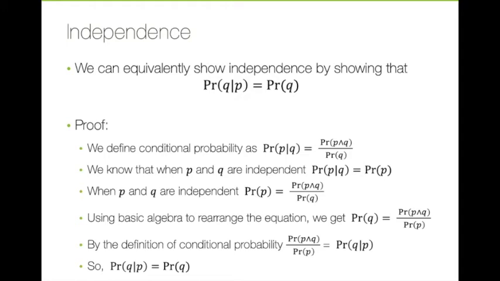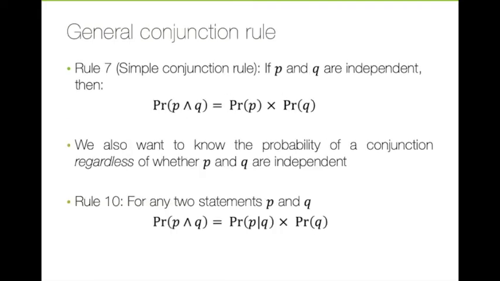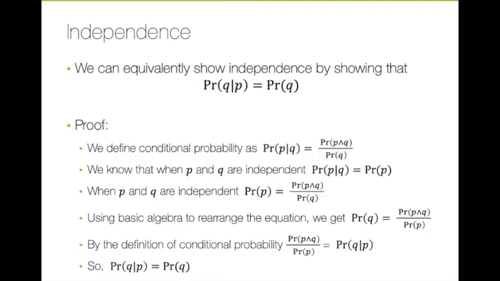So that tells us the probability of Q given P is the probability of Q. So since we can derive this version of the independence rule from the other one, that shows that they're equally good. And we did so just by a series of equivalences.